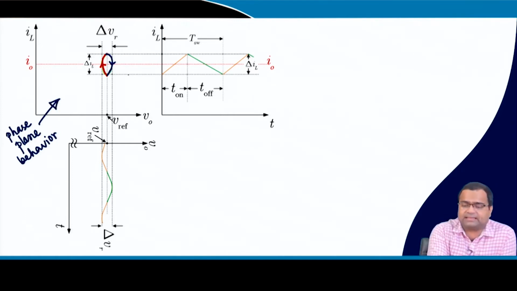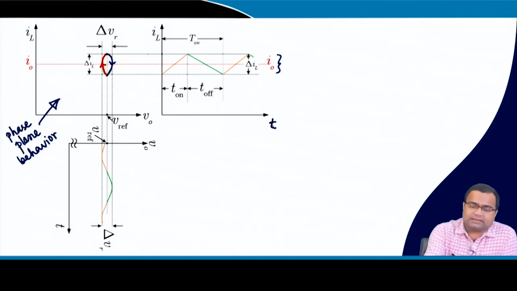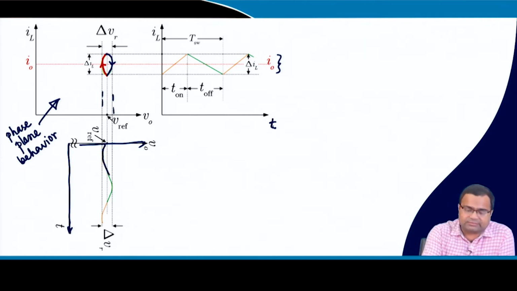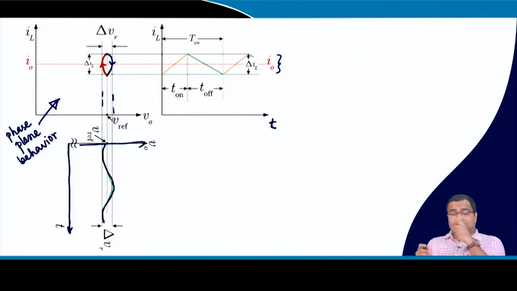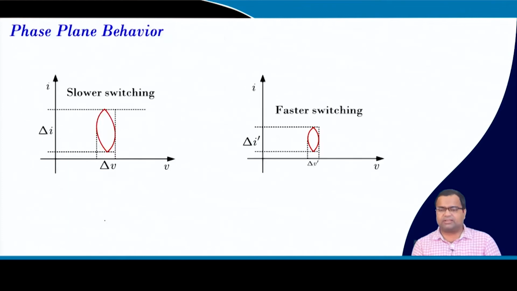If we extend this, this is the current in the time axis, and this ripple corresponds to this ripple. Similarly, if you expand in this direction, this is my voltage axis and this is my time axis. So, you will see this is my current ripple and how it is going, depending upon the trajectory. You can visualize the phase plane behavior in the time domain, and it will look like this. So, this is the phase plane to time domain relation in a buck converter, showing current ripple and voltage ripple.